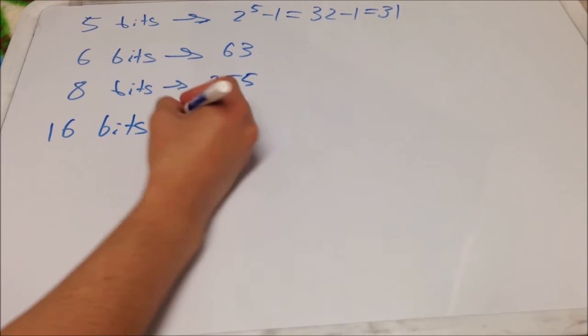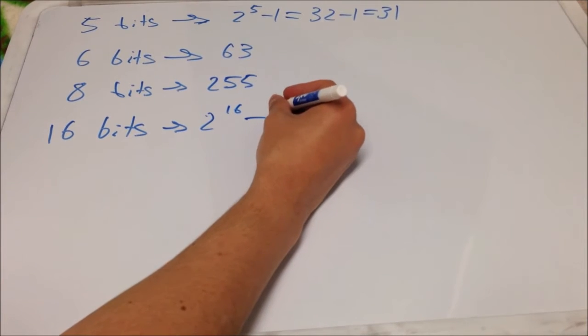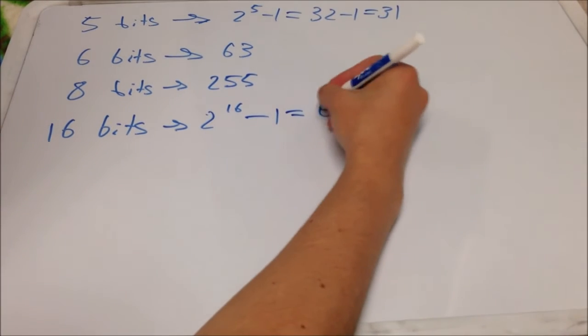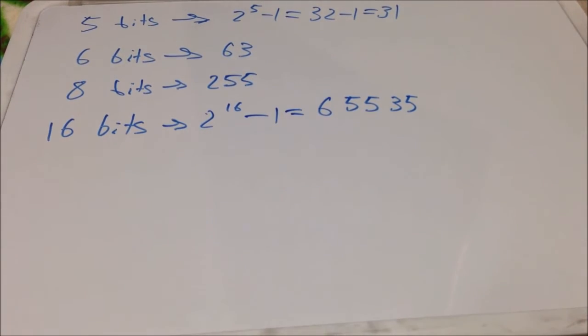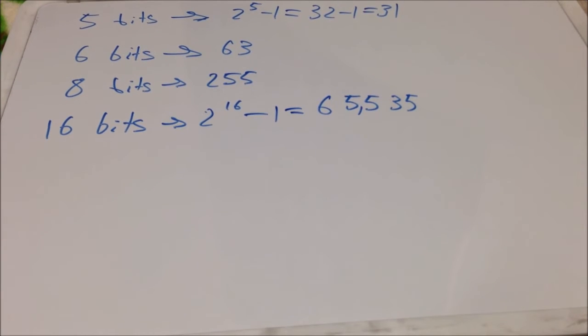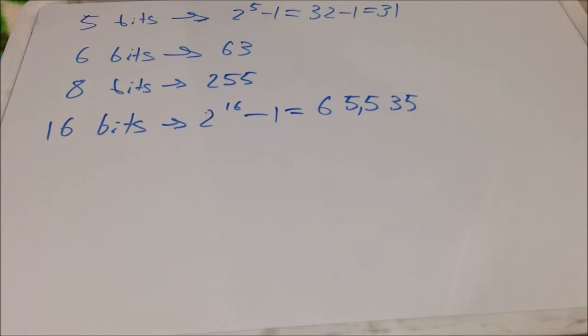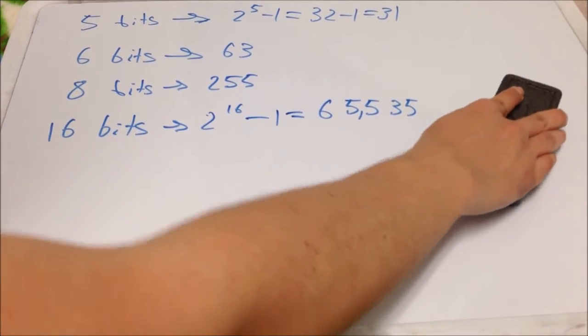16 bits. Oh, that one's going to be a little tricky. Even I need a calculator for this. I'll be right back with the answer. So for 16 bits, the highest value we could represent would be 65,535. And when you look at our calculators today, we represent numbers that are way higher than that. Numbers that are in the millions, billions, and trillions, and even bigger than that. So a number such as 65,535 is extremely tiny.